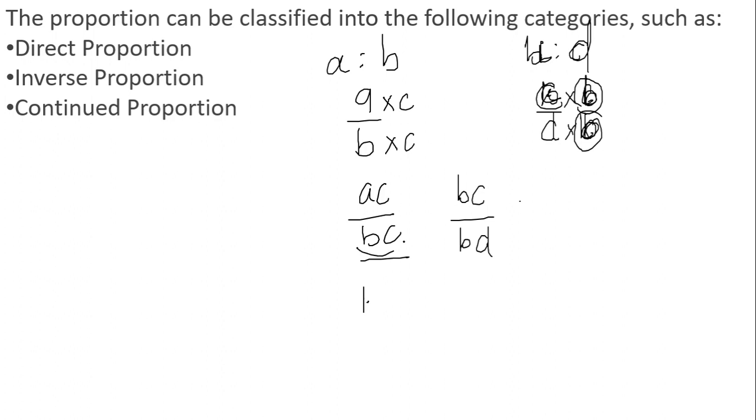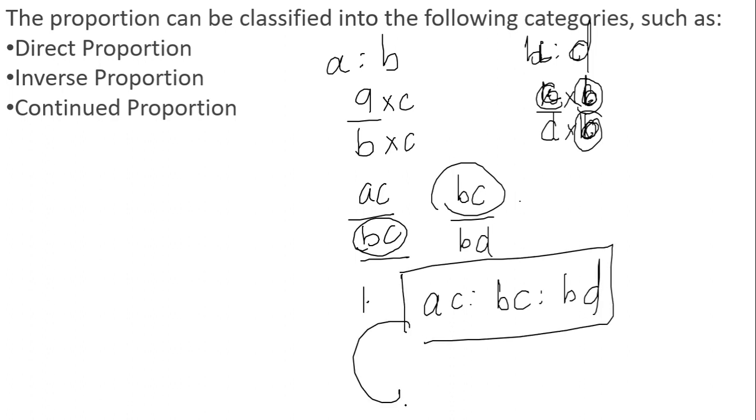Here the denominator of the first ratio is similar to the numerator of the second ratio. Such ratios, AC, BC and BD, can be written in this form, and this is called continued proportion. I hope you have got this.